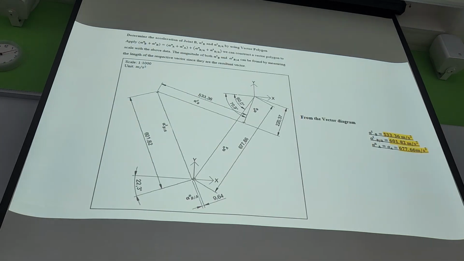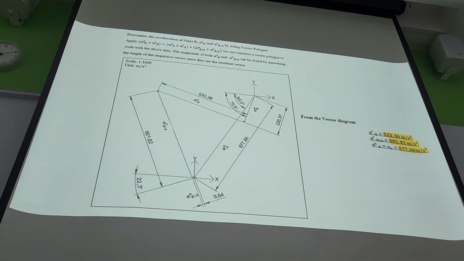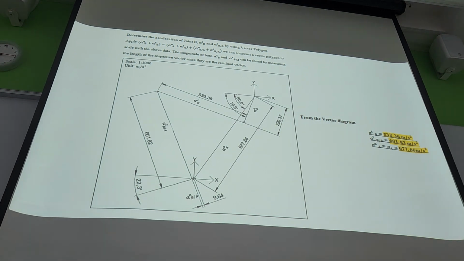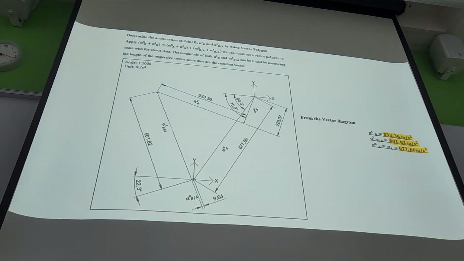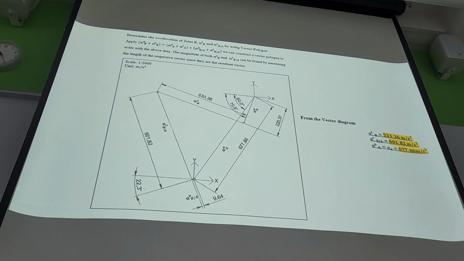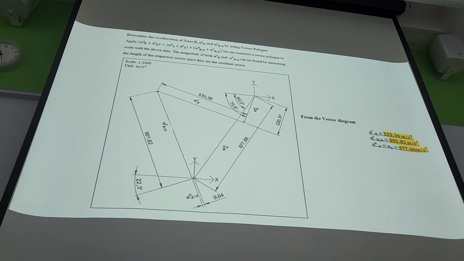After that, complete the acceleration polygon. So your guiding equation is: acceleration of B normal plus acceleration of B tangent equals acceleration of A normal plus A tangent, plus BA normal and BA tangent.